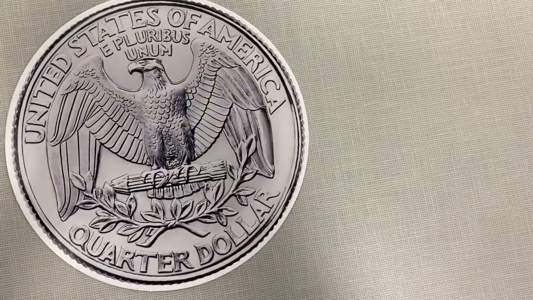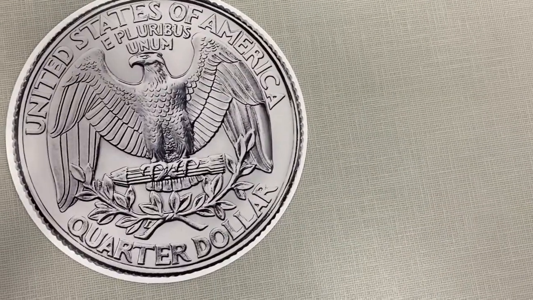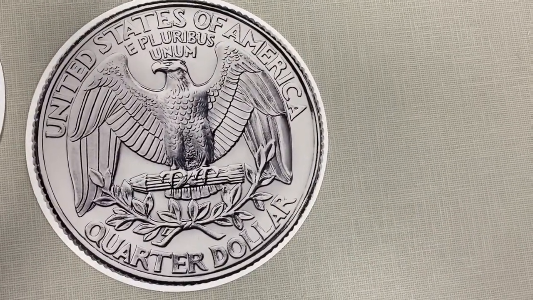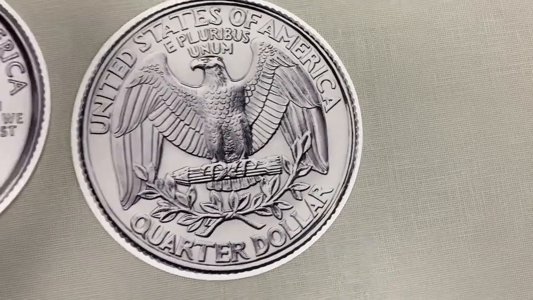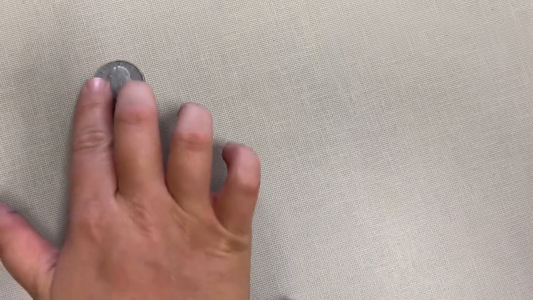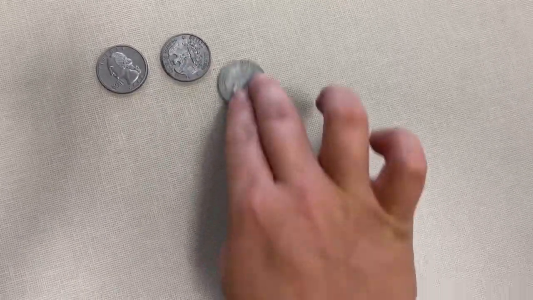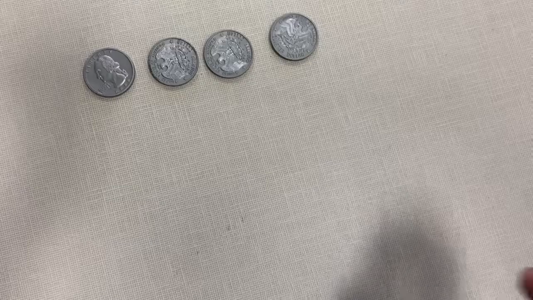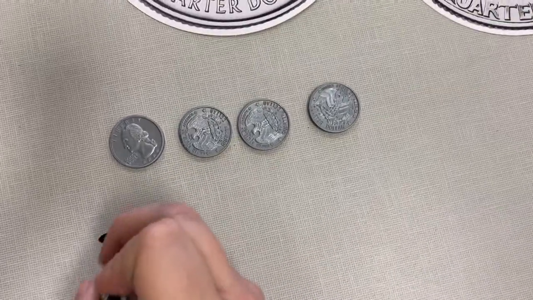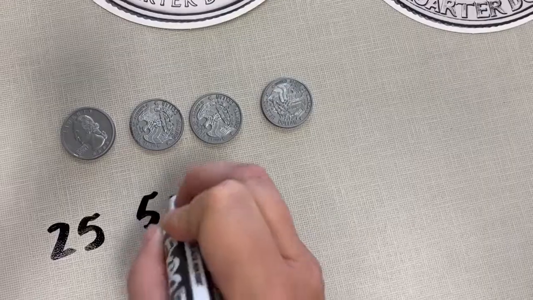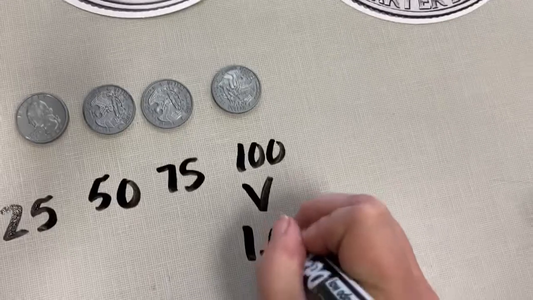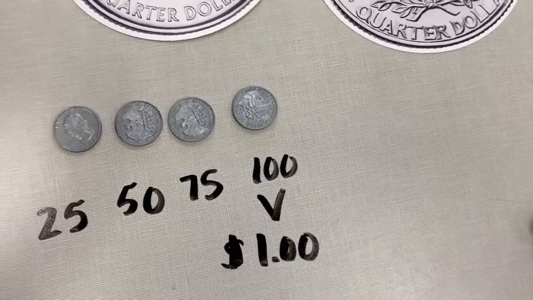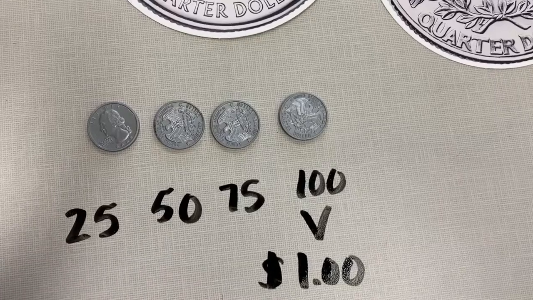On the back of the quarter, again, it has E pluribus unum, which means out of many one. And it has the bald eagle, which is the national bird of the United States that stands for strength and independence. We count quarters by skip counting by 25. So I have 25, 50, 75, 100, which means $1. So when I skip count with quarters, I skip count by 25s.